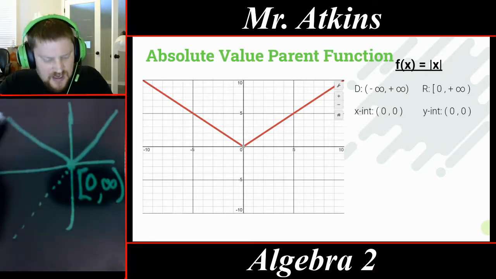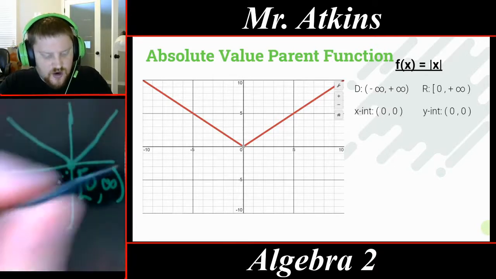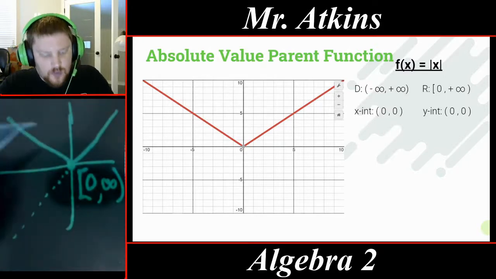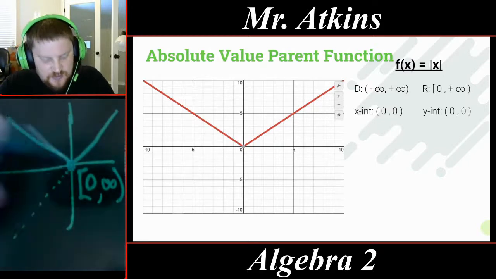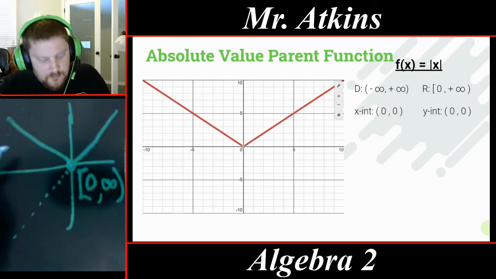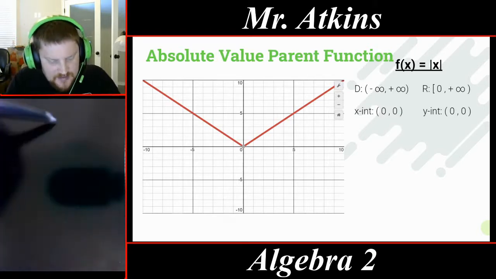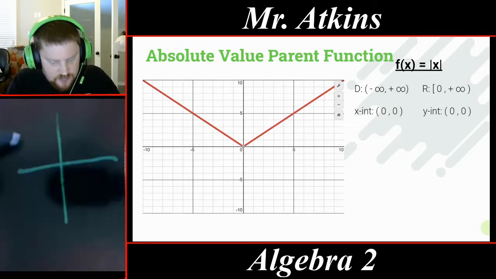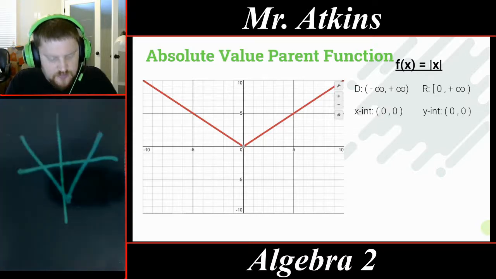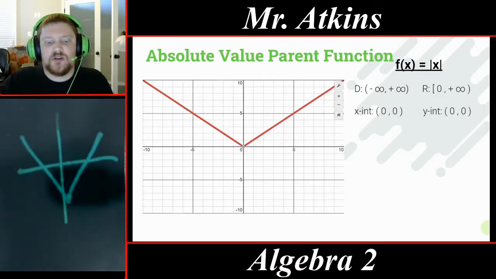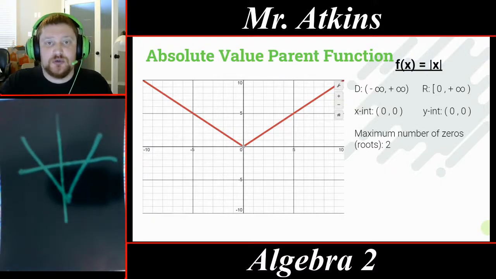So how many times could this cross the x-axis? Well, we see that in this case it does only cross once. But the exact same kind of function could cross twice if it were drawn in a different location. So our maximum number of zeros is 2.